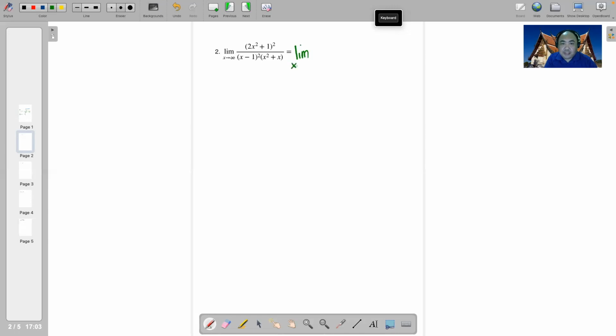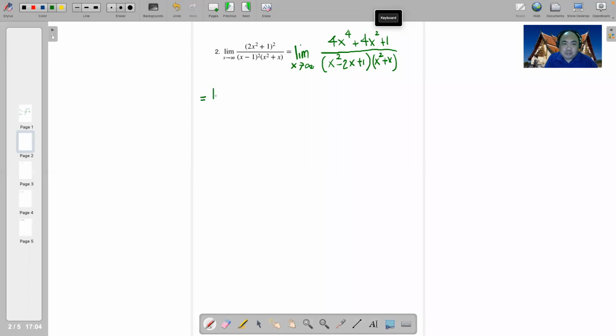The limit as x approaches infinity of, and then we expand the numerator. The numerator is easy. So that's 4x to the fourth plus 4x squared plus 1 divided by the denominator, which will have x squared minus 2x plus 1 times x squared plus x. You will see that at this stage, the numerator is already fully expanded, but the denominator needs another expansion.